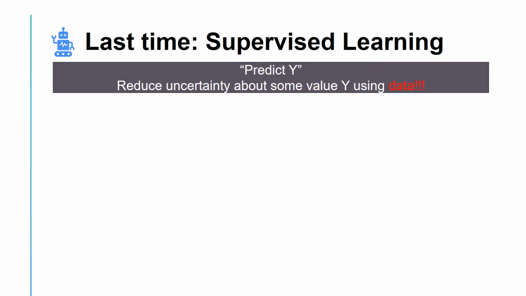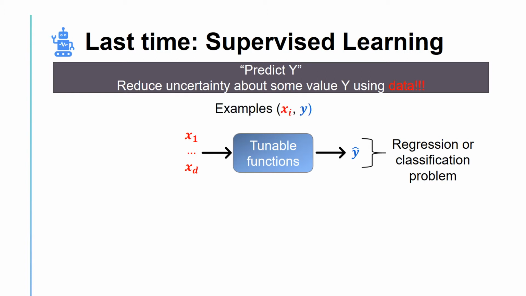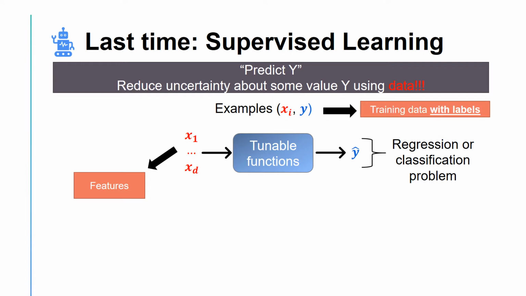Last time, we discussed the general concept of supervised learning. We have a box of tunable functions, some inputs x1 up to xt, and we want to predict y, which could be a classification or a regression task. To do so, we need input examples that consist of features xi and their respective labels y. This is called the training data. In supervised learning, we use this training data to train our tunable box. As we saw last time, the training process usually involves some sort of optimization.